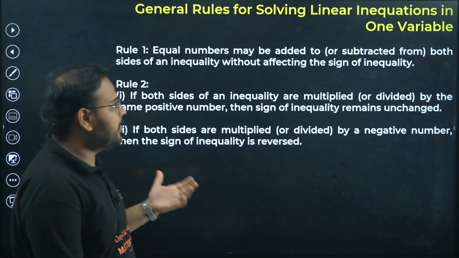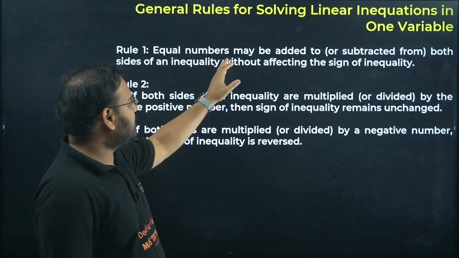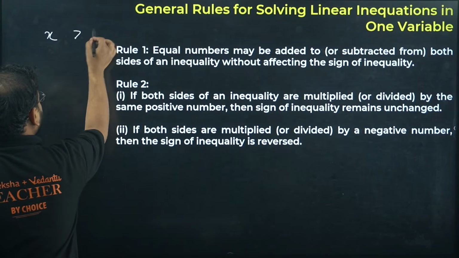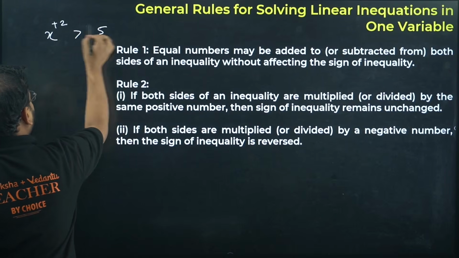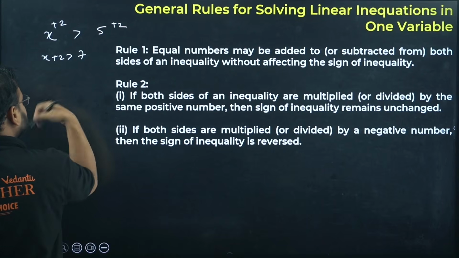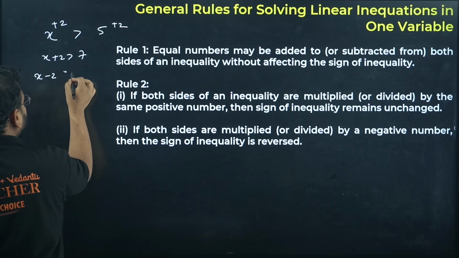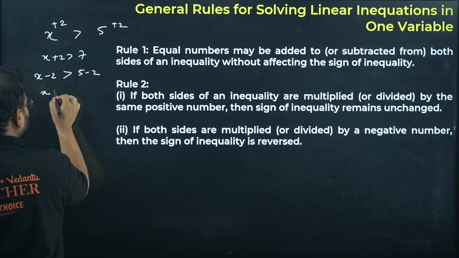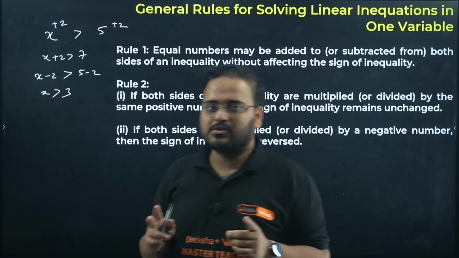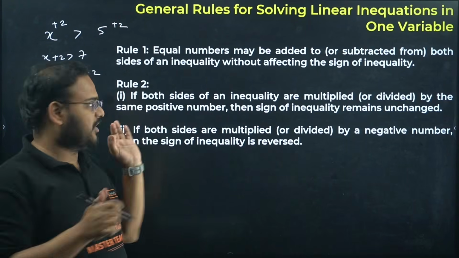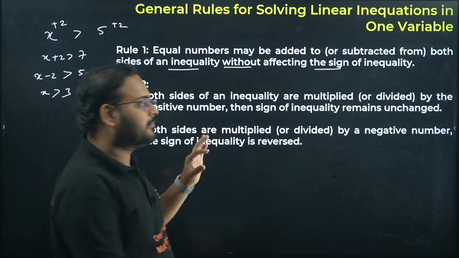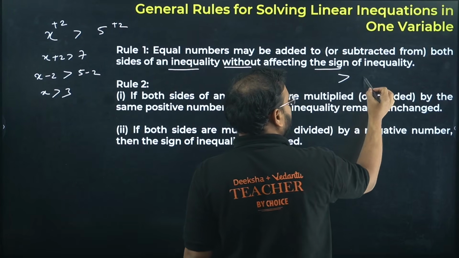General rule for solving the inequalities in one variable. And what is that? Equal numbers may be added. Let's say if I have x is greater than 5. Then if you add plus 2 over here, I can add plus 2 over here also. It becomes x plus 2 is more than 7. Same goes if I have subtraction also, x minus 2 more than 5 minus 2. So x is more than 3. So I can subtract or add equal numbers on both sides of the inequality without affecting the sign of inequality. When I say sign, it means greater than or less than.